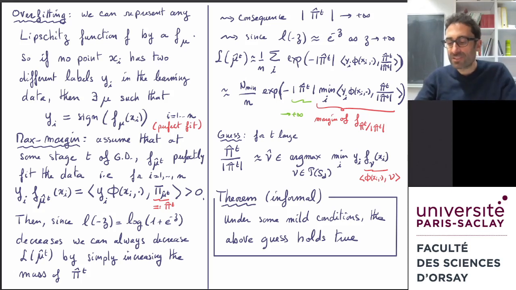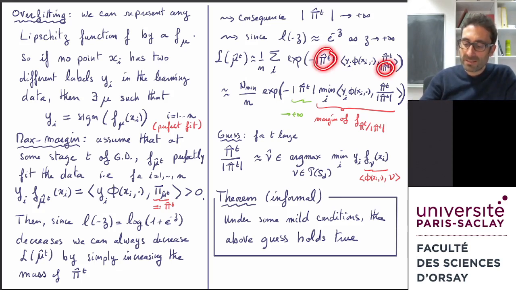As we did for logistic regression, we will divide and multiply by the mass of the measure. This denotes the mass of my measure p hat t. So why are we doing so? Because this is something that will be a probability distribution, so it does not have a mass that diverges, and this is the term that will diverge.